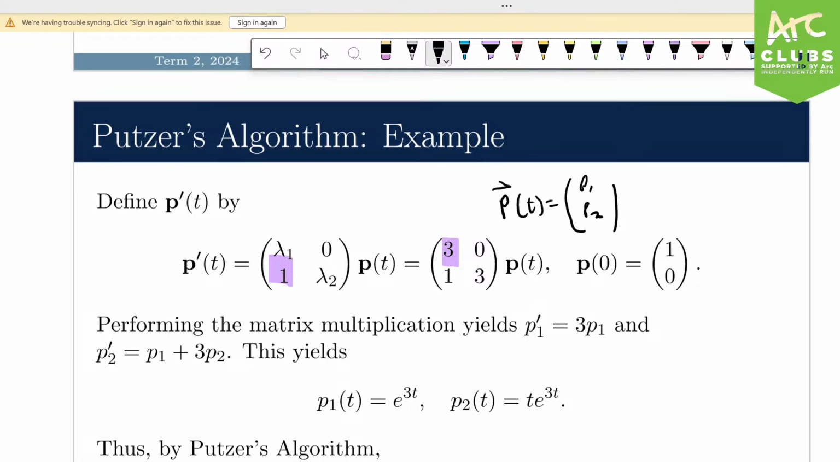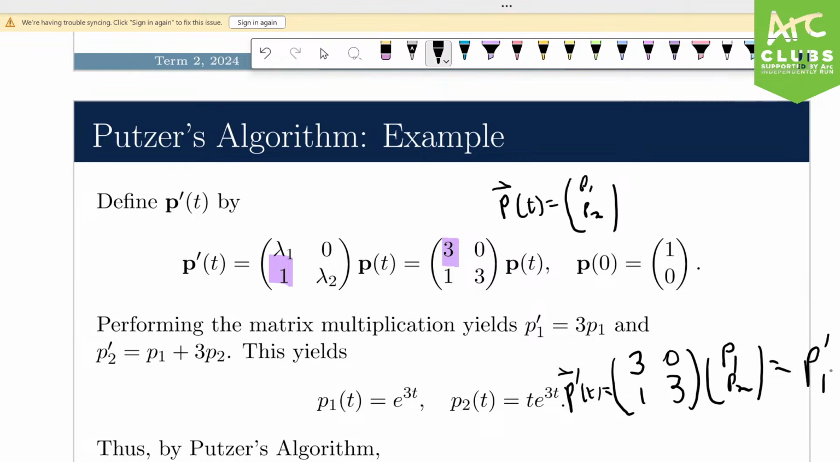And yeah, we can say that P of T is this function P1, P2. So by doing the matrix multiplication here, I'll just show you this really quickly. Expanding this out and saying that this is P dash, we get that P dash 1 equals this times this, 3P1 plus 0. So that's how you get the first one, and then you just do the matrix multiplication on the bottom row, and you end up with this second differential equation here.